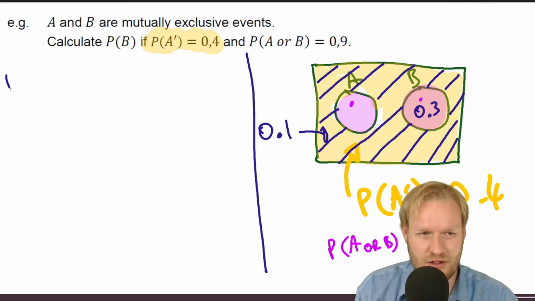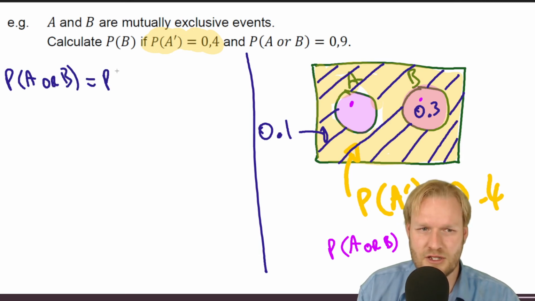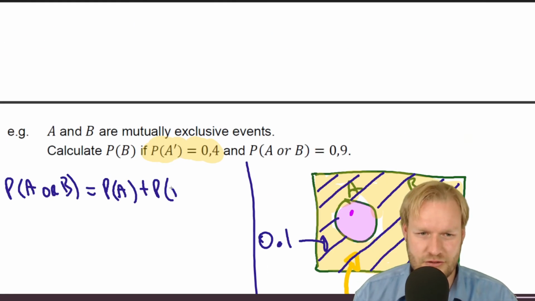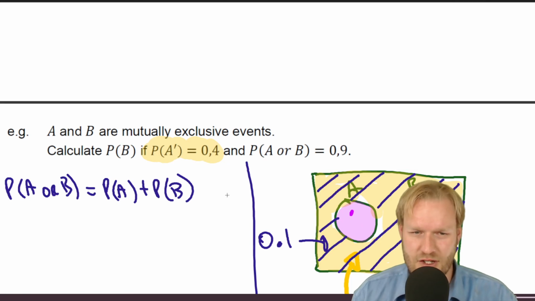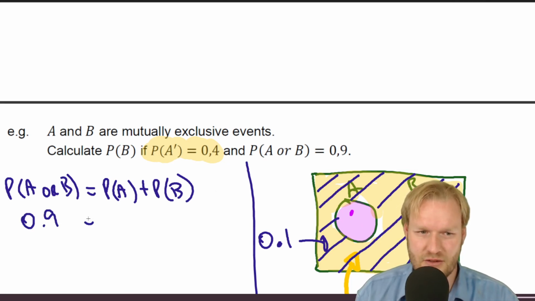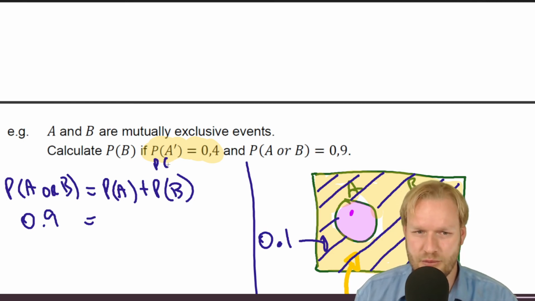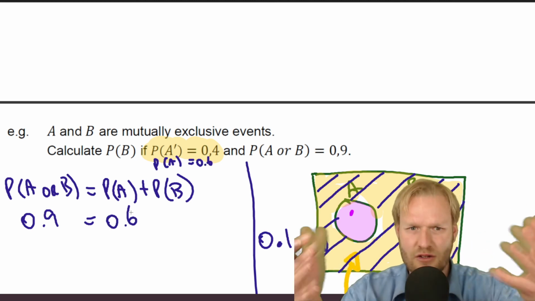Otherwise, of course, our formula helps us a lot. The probability of A or B equals the probability of A plus the probability of B. Because it's mutually exclusive, we don't have to subtract P(A and B). So P(A or B) is 0,9. The probability of A: if not A is 0,4, then the probability of A is 0,6, because they need to add up to 1.